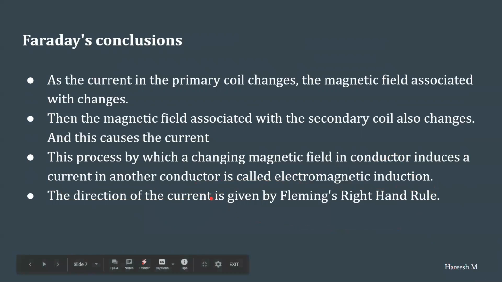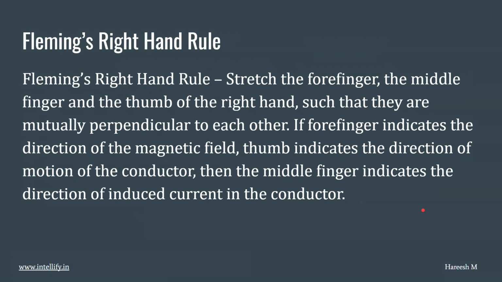Now students, how will you determine the direction of this current? That is where Fleming's right-hand rule comes into work. So let us look into Fleming's right-hand rule. What does Fleming's right-hand rule say? It says that when you stretch the forefinger, the middle finger, and the thumb, you have to keep them mutually perpendicular. If the forefinger indicates the direction of the magnetic field and the thumb indicates the direction of motion of the conductor, then the middle finger indicates the direction of induced current in the conductor.